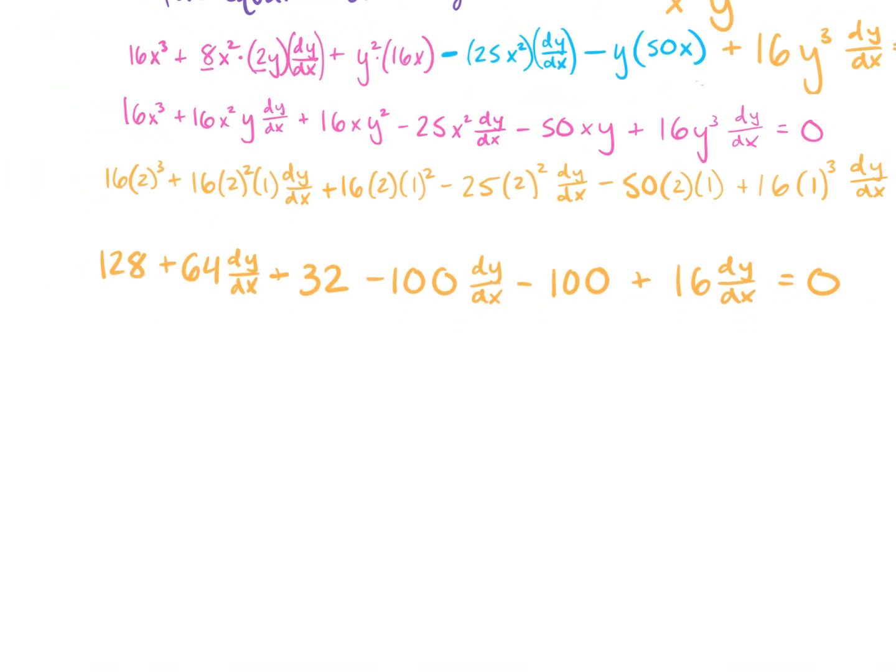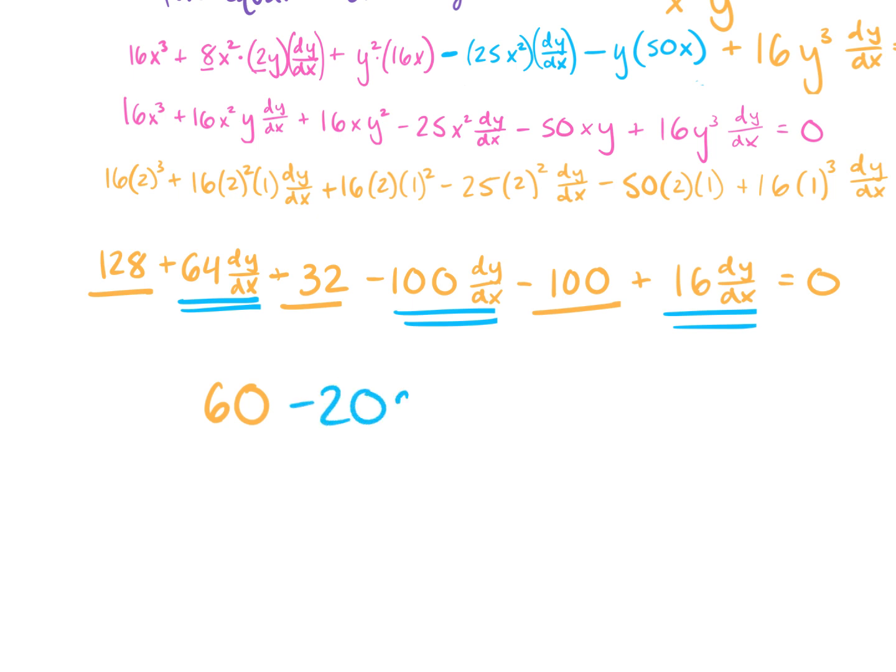So let's combine our like terms next. 128 plus 32 would be 160. Minus 100 would be positive 60. And then we can combine our like terms with the dy/dx. So 64 dy/dx minus 100 dy/dx plus 16 dy/dx. Negative 20, awesome. dy/dx equals 0.